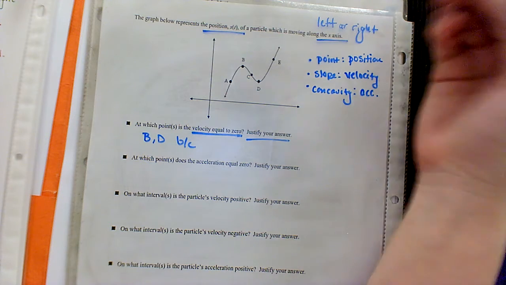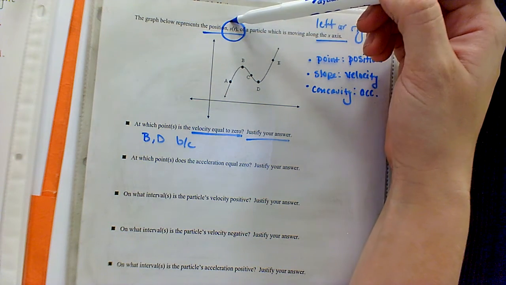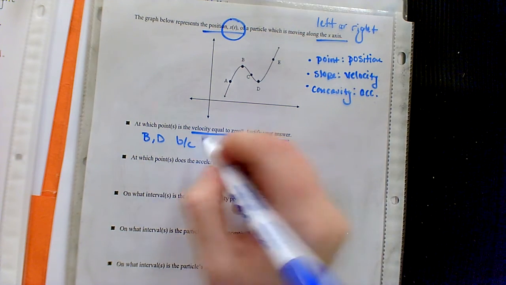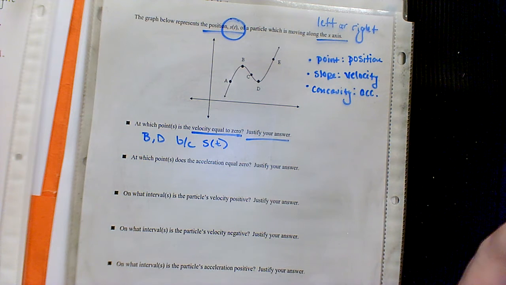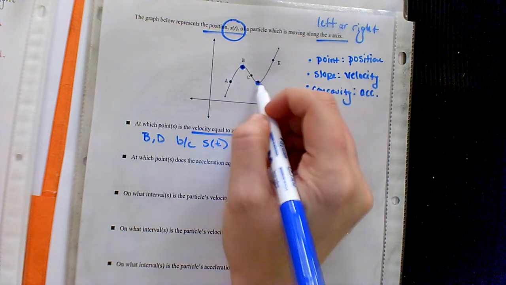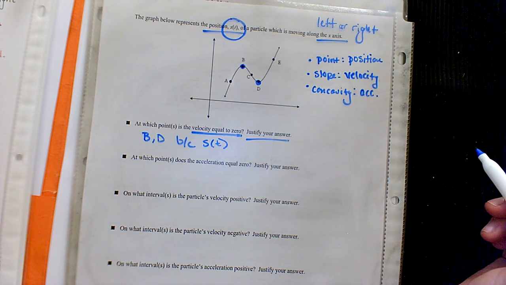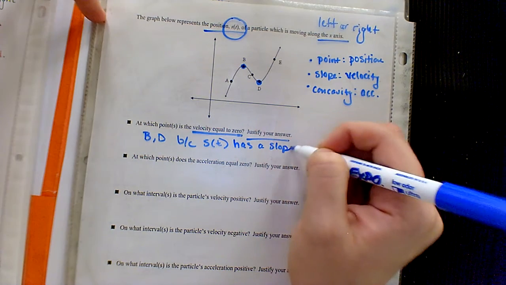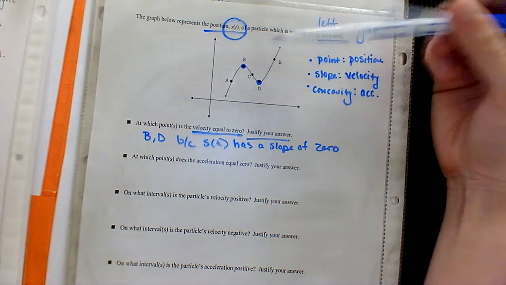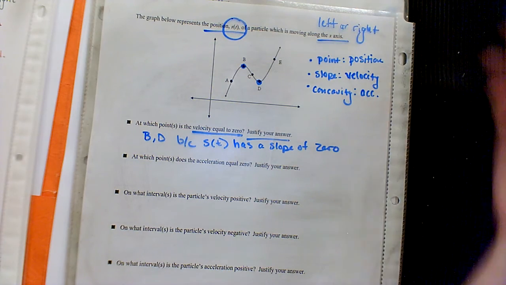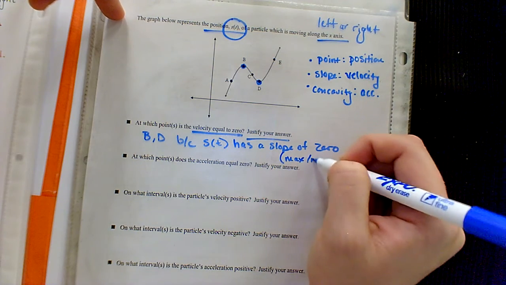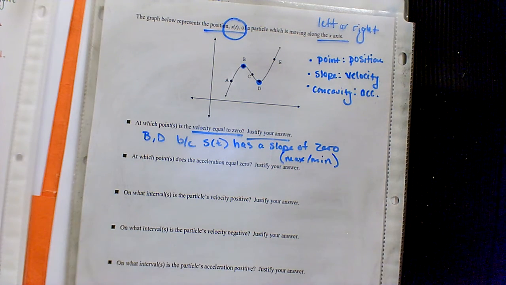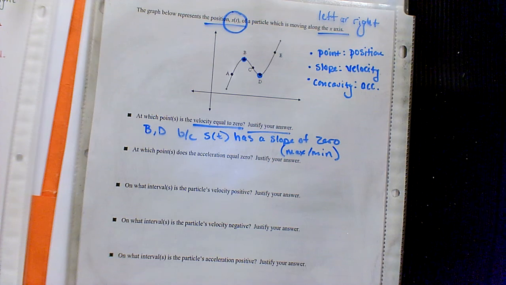Now, here's where we have to be careful because this is the graph of position. They're saying it's S of t. So our justification should be something about S of t. Because S of t, what's special about this point and this point? Because S of t has a slope of 0. What's also special about B and D? Maxes or mins? Right? Either one of those would be fine.